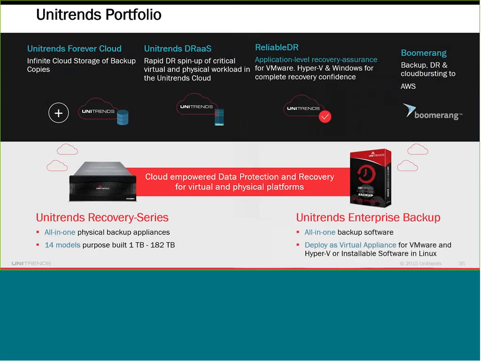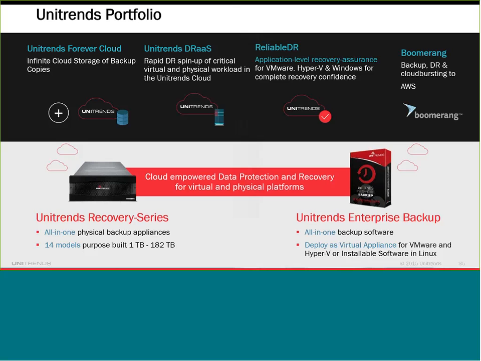For the local on-premise, we have our Unitrends Recovery Series physical appliances as well as our UEB, our Unitrends Enterprise Backup software solution. UEB installs as a virtual appliance in your VMware, Hyper-V or Citrix XenServer environment, or you can install it as installable software in Linux. Recovery Series is a hardware solution where we provide the hardware, the storage, the software, everything in one solution. Both are cloud-empowered data protection and recovery solutions. Both protect virtual and physical systems and do everything you need to protect your environment. Both solutions can be augmented with the Unitrends Forever Cloud and Unitrends DRAS, Reliable DR Recovery Assurance. Boomerang, as I talked about earlier, can be applied on top of these appliances or can stand alone on its own. So that's the Unitrends portfolio.